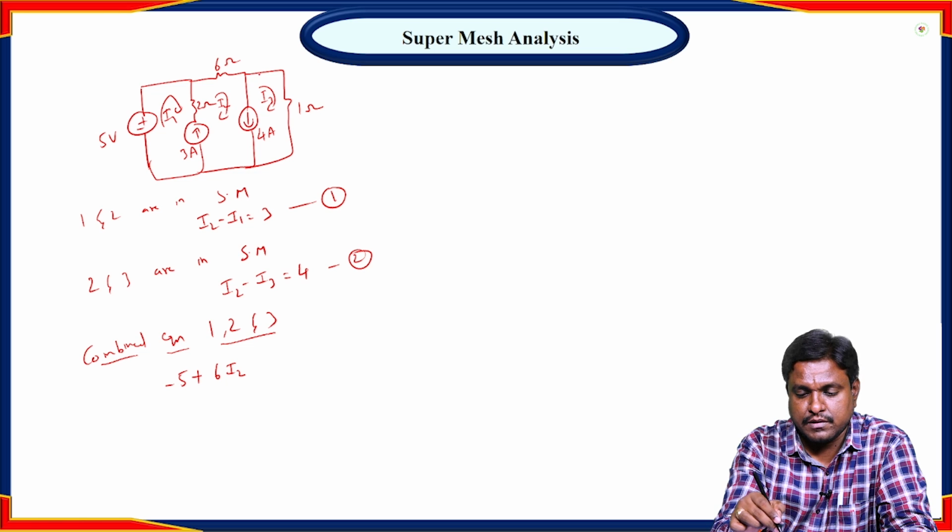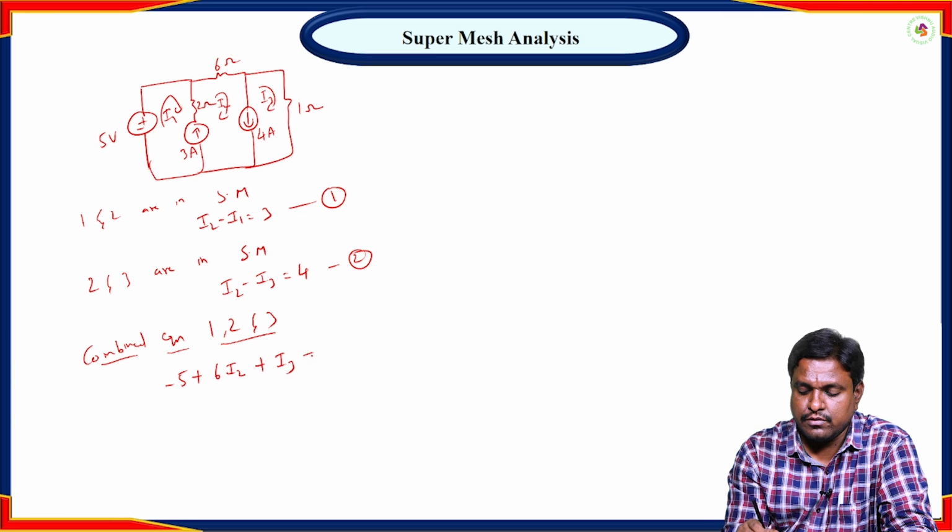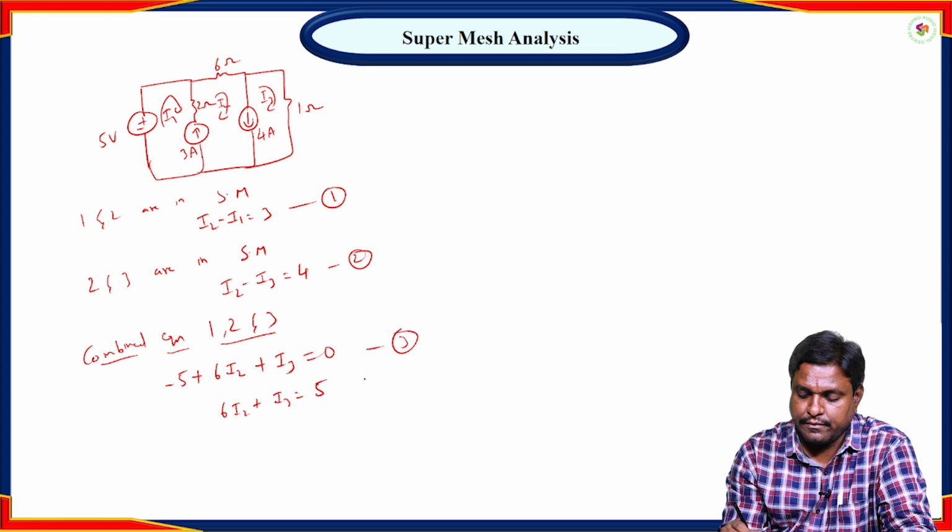Now come to the third loop. In the third loop we have plus 1 into I3, and we have to exclude the branch consisting of current source, equal to 0. This is the third equation. That is 6I2 plus I3 equal to 5. This is the third equation.